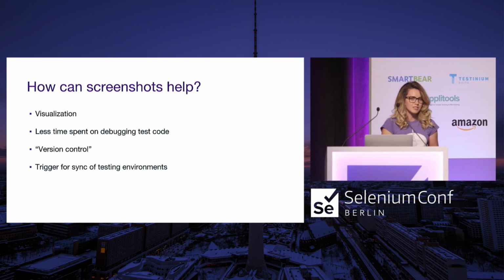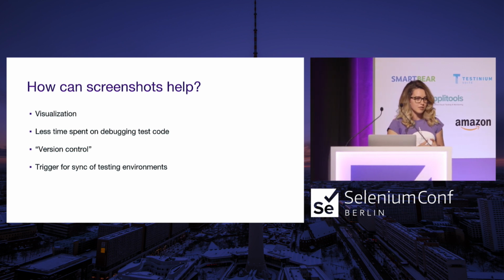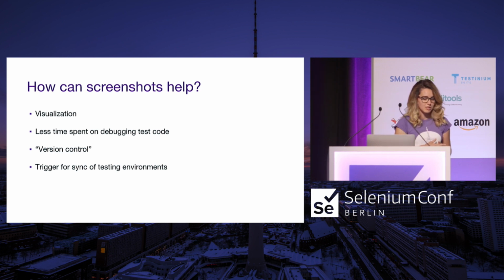Also, it can be a kind of version control. What I mean here is that if you're running on some remote server, Jenkins or TeamCity somewhere, you have some history. And if you have screenshots in that history, you can see which changes changed your UI, which commit did that change to your UI, and what happened there, who broke it, who fixed it, how it was fixed, and so on.